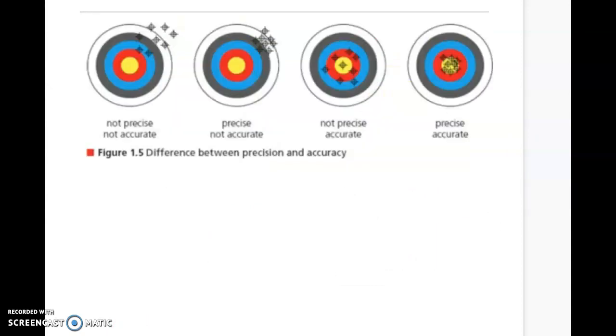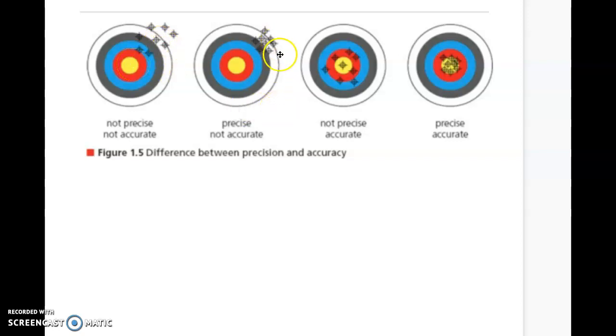Throughout all the experiments that you're going to be doing, including your IA and possibly even extended essays, you'll be faced with the following 4 scenarios. You might have data which is not precise and not accurate. That's the worst case scenario. That means that you are repeating your experiment over and over. It's giving you completely different answers, and you are miles away from your predicted.